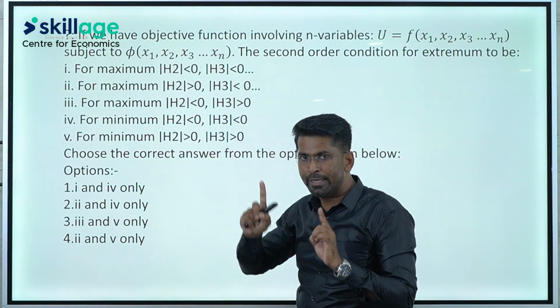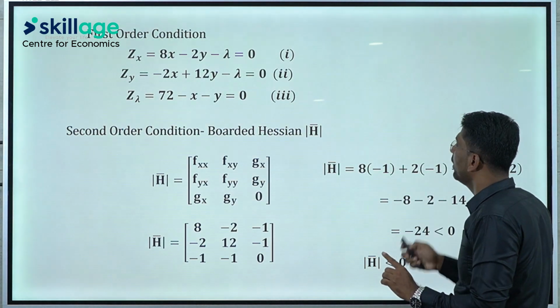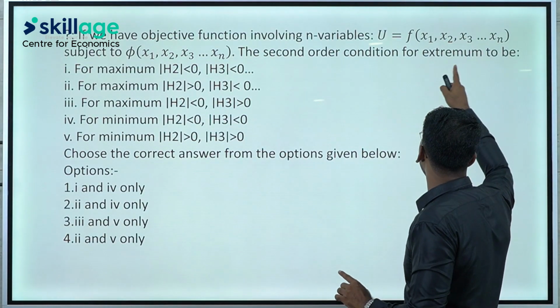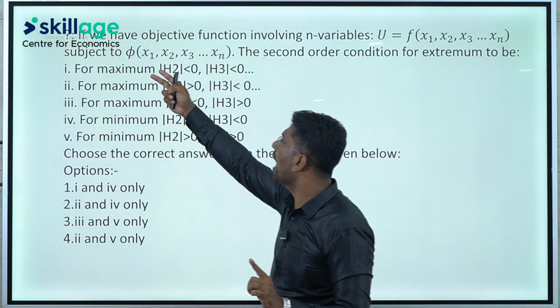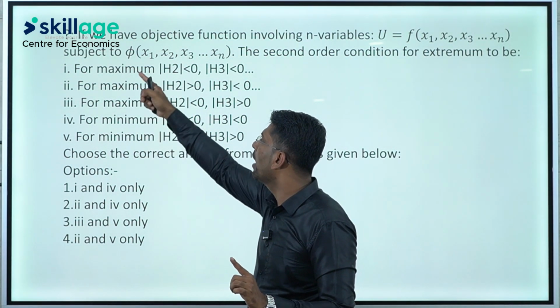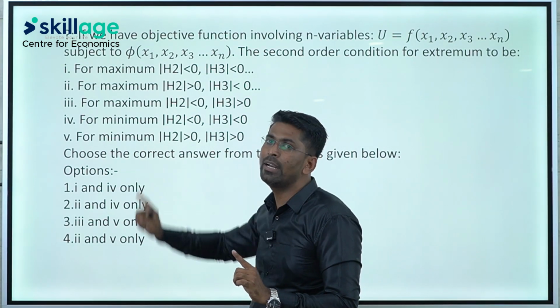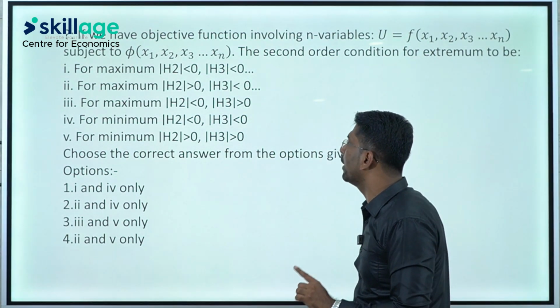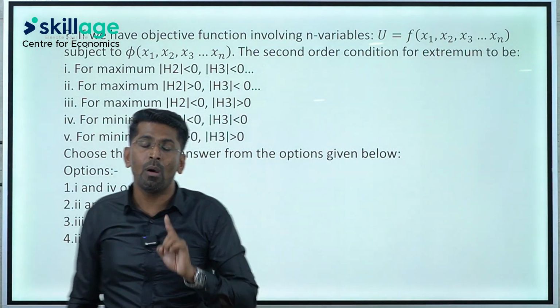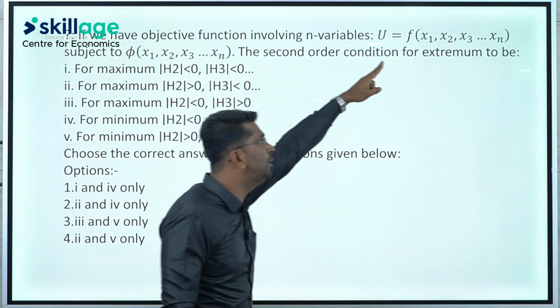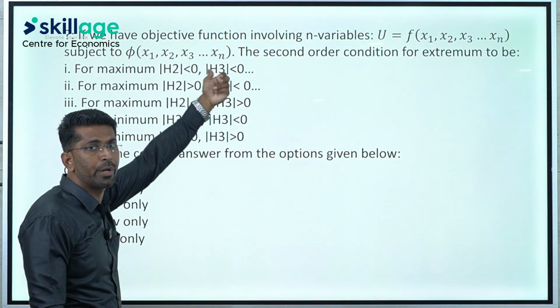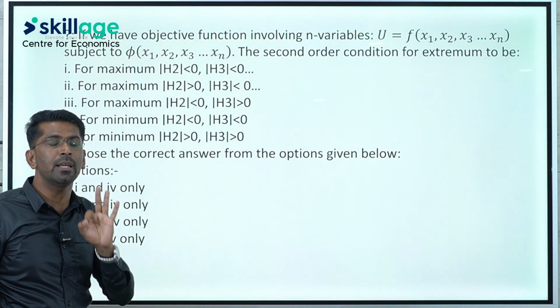See, the question is related to the extremum. That means both maximum and minimum we want to consider. So we will have some options from here. One is from the maximum, another one is from minimum. So how are we going to consider this? We know the condition for the optimization, especially by considering the bordered Hessian, because it is a given objective function subjected to the constraint. So we have to use a bordered Hessian matrix.